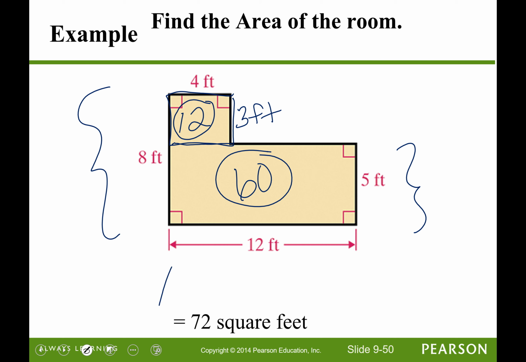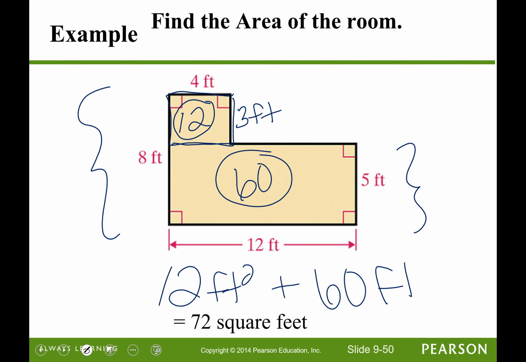All right, and then we have our 12 square feet plus our 60 square feet, and that gives us 72 square feet in the total area of that room. If you went about it a different way and you got the same answer, 72 square feet, nice job.